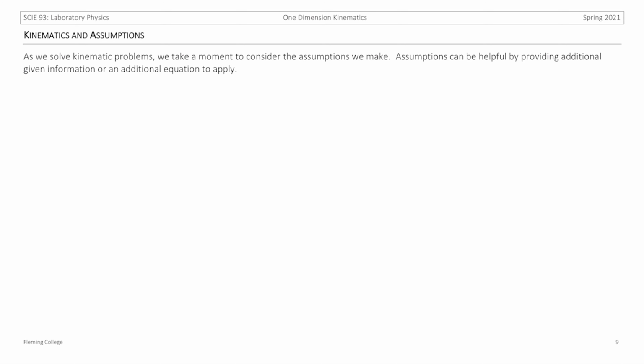Kinematic problems come in many different forms and have very complex setups. To solve these problems, we make several assumptions, and assumptions can be very helpful because they can provide us additional given information or even an additional equation that we could apply. Sometimes our assumptions even cancel out variables in an equation and make it easier to solve. Some of the ways we do this is that we acknowledge we can choose our reference points. And sometimes this will simplify the problem.